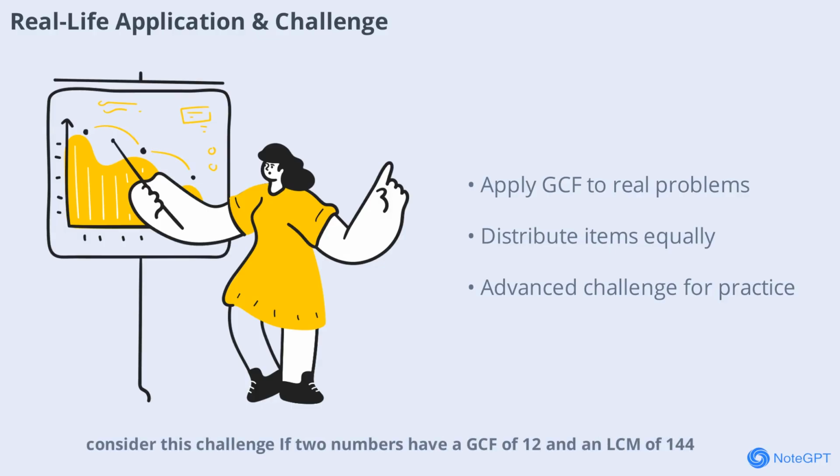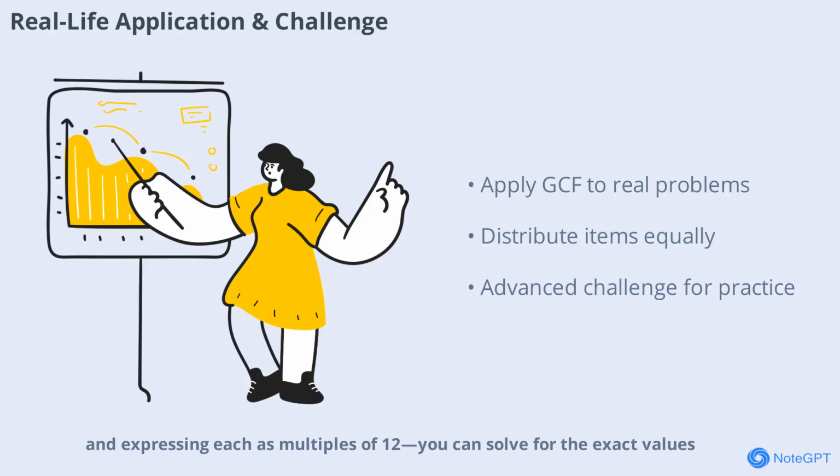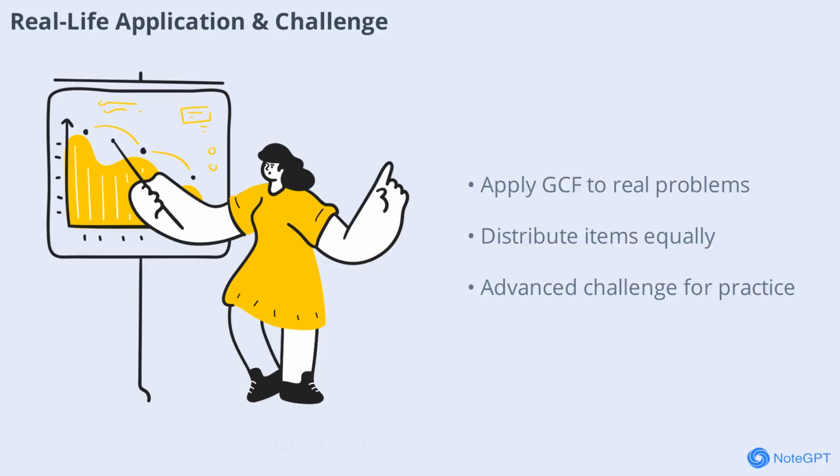For advanced learners, consider this challenge. If two numbers have a GCF of 12 and an LCM of 144 and their sum is 84, what are the numbers? Using the rule product equals GCF times LCM, and expressing each as multiples of 12, you can solve for the exact values. These exercises help solidify your understanding and show how math is used in everyday problem solving.